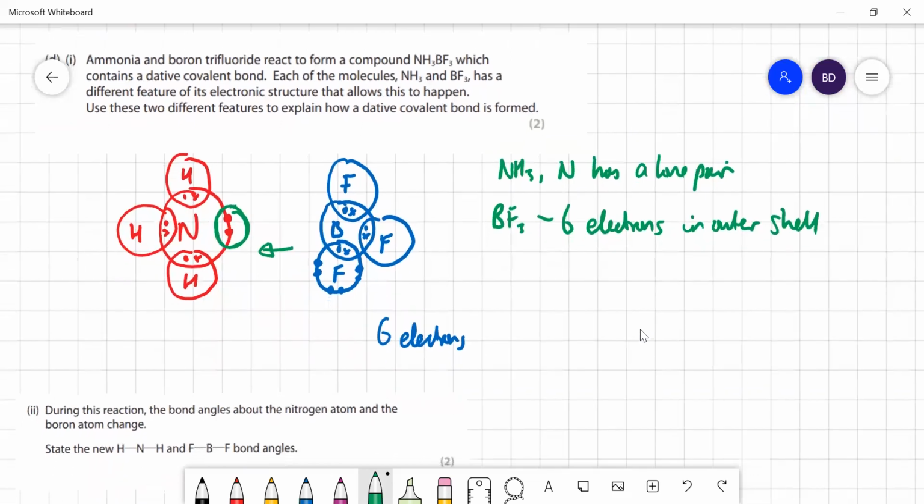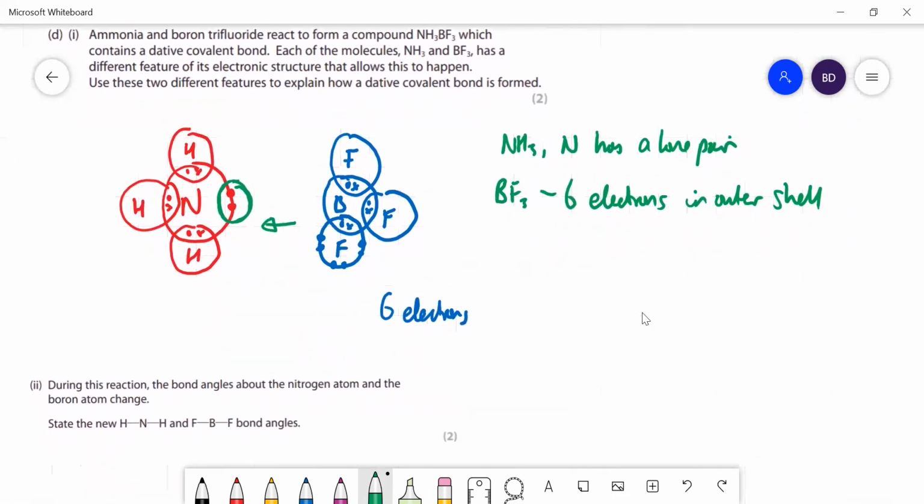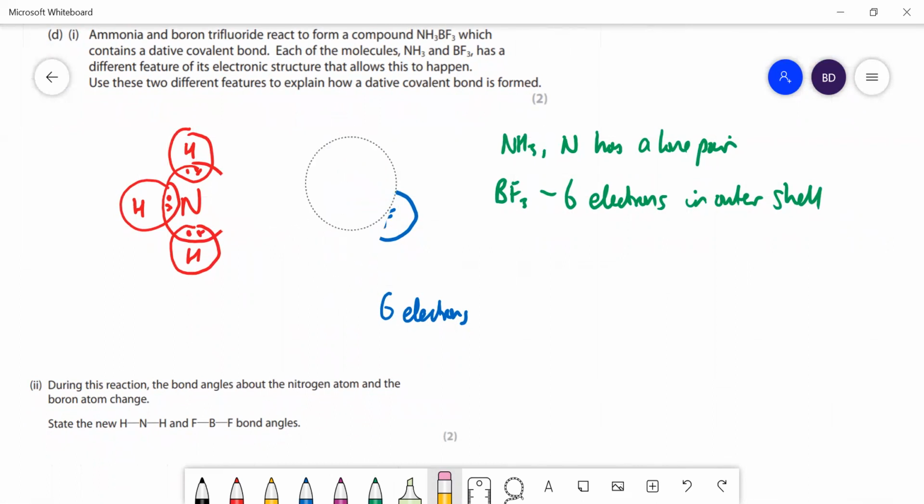During this reaction, the bond angle about the nitrogen atom and the boron atom change. State the new bond angle. Well, what's going to happen here is, I will actually rub this out, I think. When this reacts, the lone pair is going to form a dative bond to the boron.